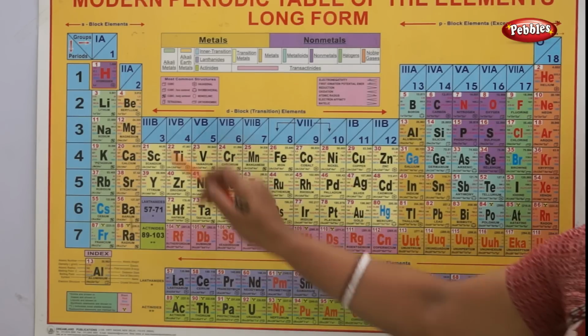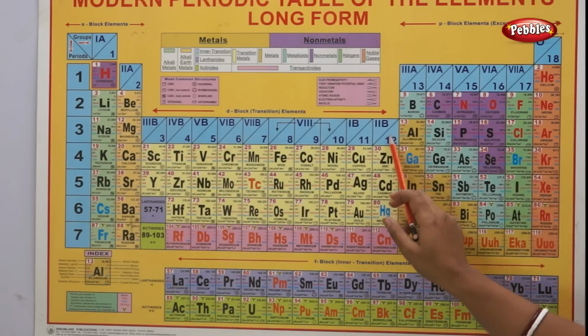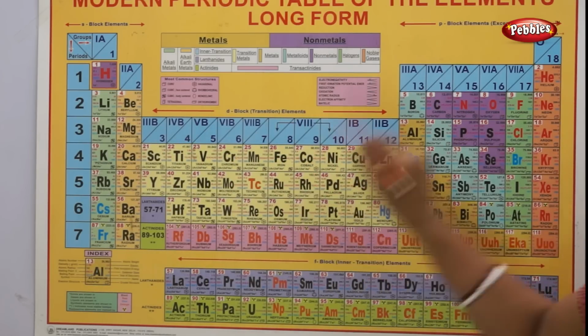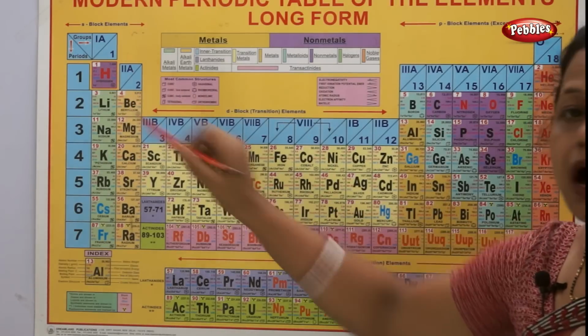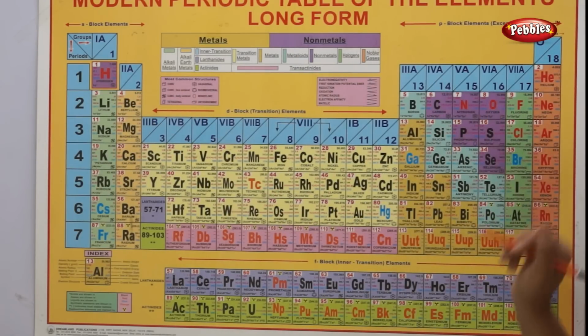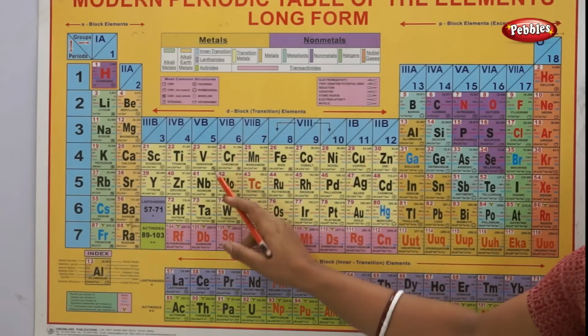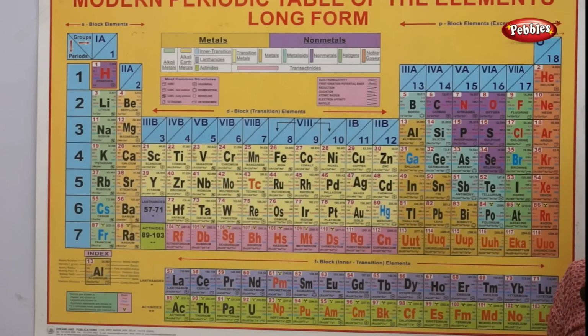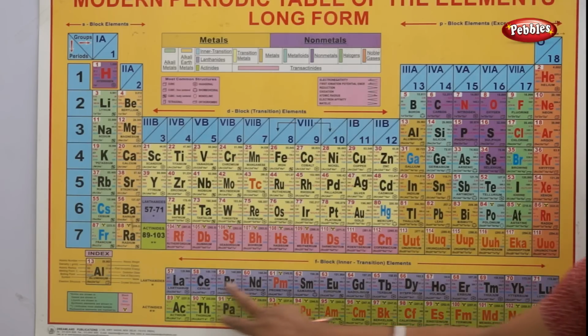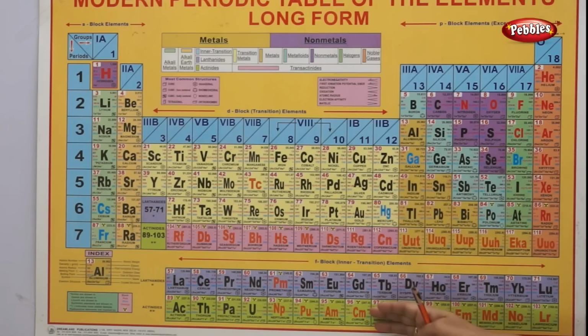The elements present in groups 3 to 12 are called transition elements. They are different from the normal elements. How are they different? The normal elements have the last shell incomplete, but the transition elements have the last 2 shells incomplete. This is the difference.